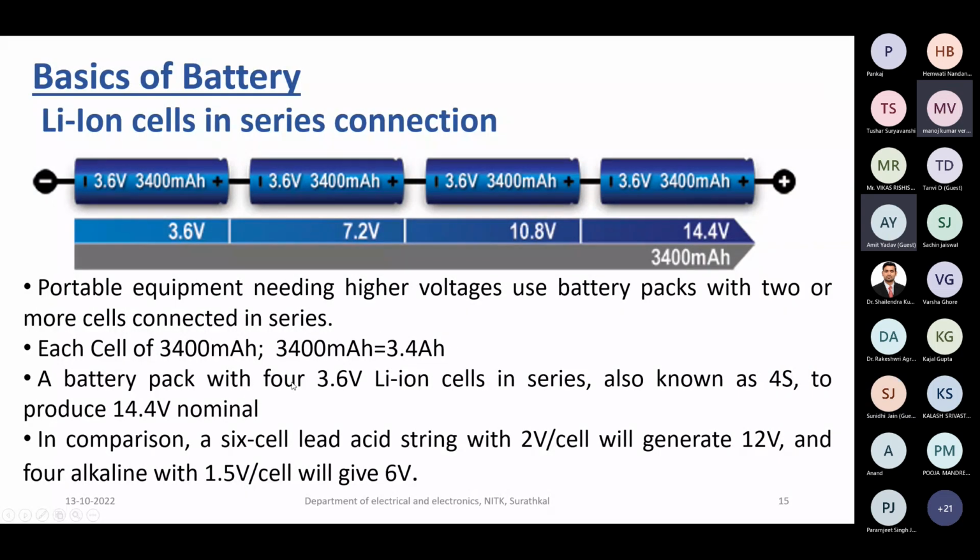A battery pack of 3.6 volt cells will be a 4S. We connect 4 in series to produce a nominal voltage of 14.4. In comparison, a 6-cell lead acid battery has only 2 volts per cell, so we have to connect 6 cells to generate only 12 volts. So we can see that the specific power density can be improved when you go for lithium-ion batteries.